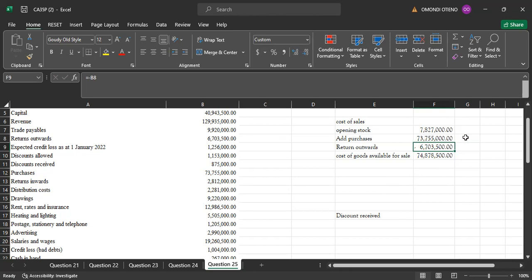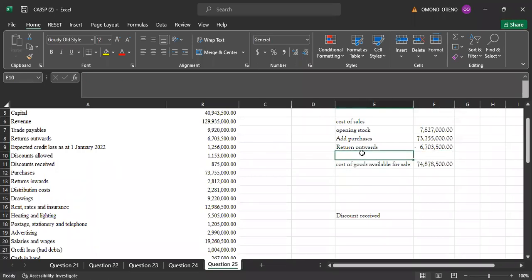I purchased goods worth this, but then I did not sell everything. I returned this value of goods to the supplier. So what am I having as the net purchases? What's our net purchases value? It is the gross amount of what I purchased minus what I returned. And that's why returns outwards forms part of the cost of sales.